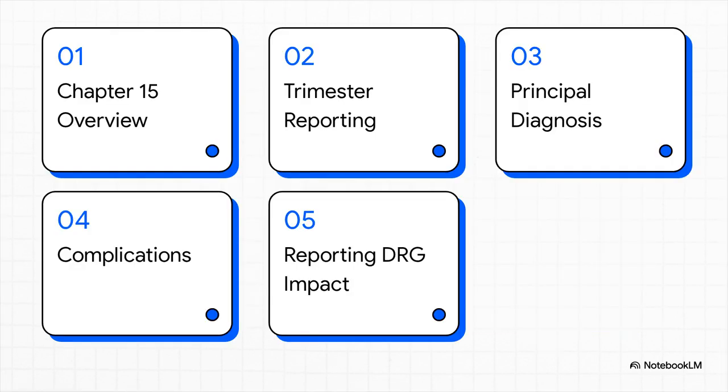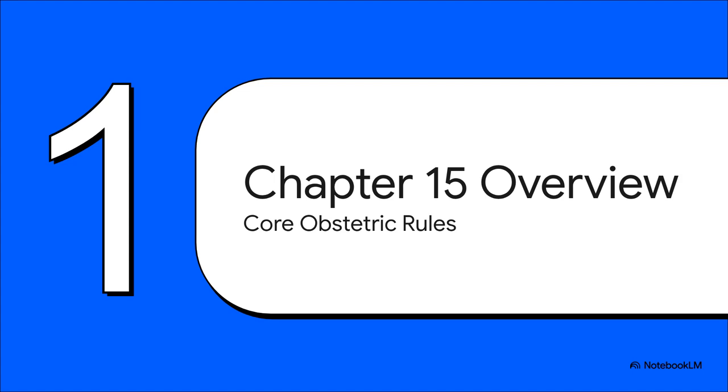All right, let's take a quick look at today's agenda. We're going over the Chapter 15 overview and core obstetric rules, trimester reporting and seventh character extensions, principal diagnosis selection, common inpatient maternity complications, and finally, reporting outcomes and MSDRG impact. These are going to be your essential building blocks. Let's jump right into Section 1, Chapter 15 Overview and Core Obstetric Rules.